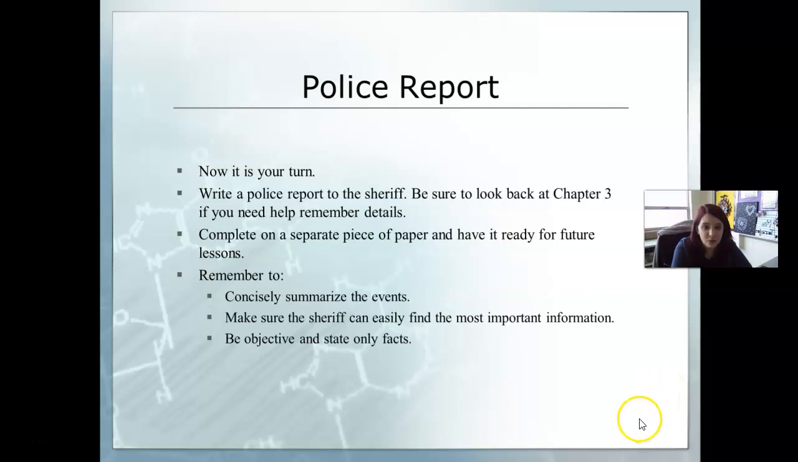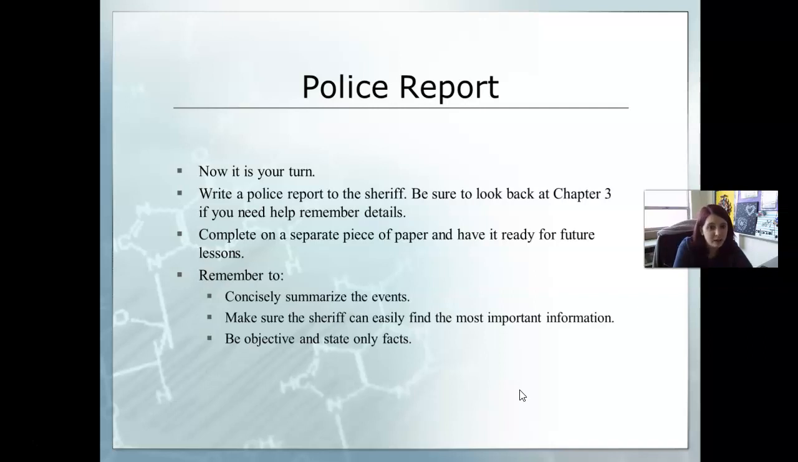That is your job. So what things and facts would a police officer need to know in order for them to determine if they need to investigate? You're going to complete this on a separate piece of paper and have it ready for future lessons. Remember, concisely summarize the events. Do not go into this happened, then this happened, then this happened. Summarize it, make it more simple. Make sure the sheriff can easily find the most important information and be objective and state only the facts.